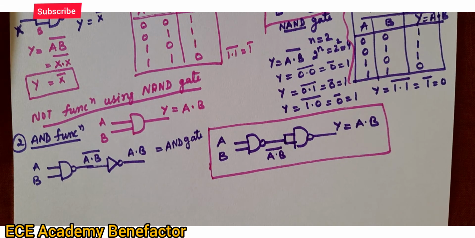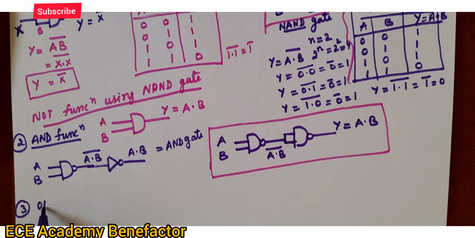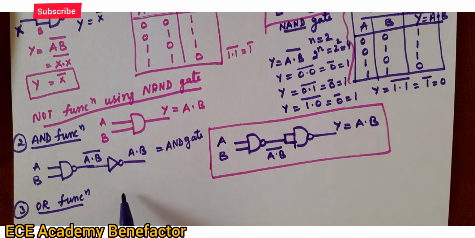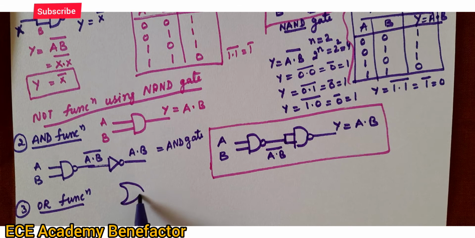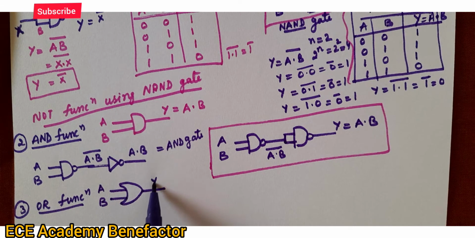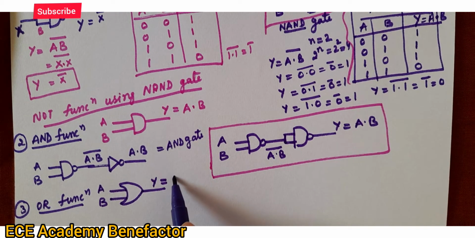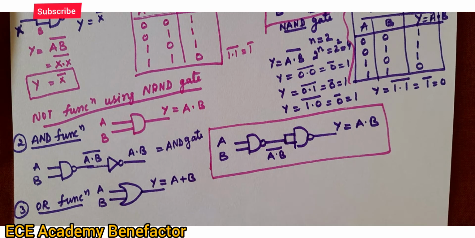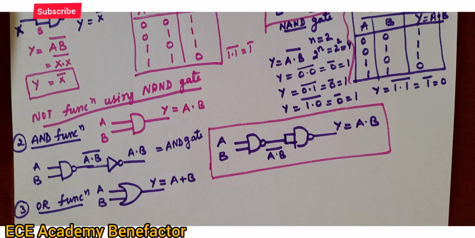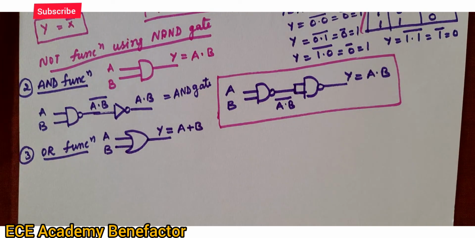Okay. Next one is, how can we use this NAND gate for OR function? The third basic gate is OR gate, OR function. What is OR function? How do we draw an OR function? Like this. Let the input be A and B, output is Y. The expression for OR gate or OR function is A plus B. So, we need to get the expression A plus B using NAND gate. So first draw the NAND gate symbol.